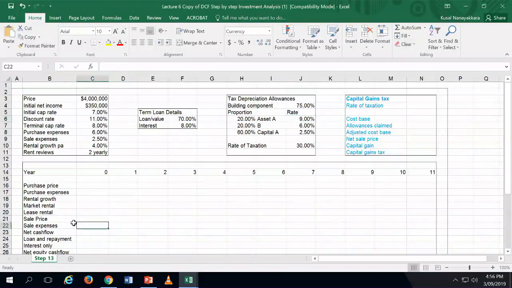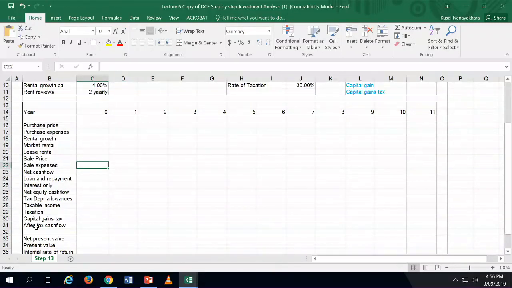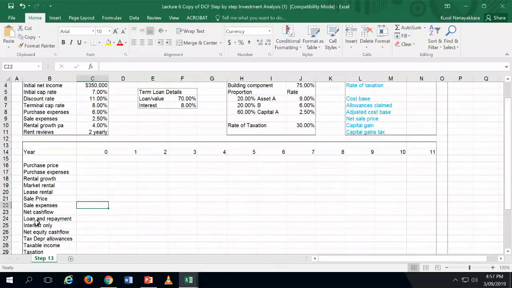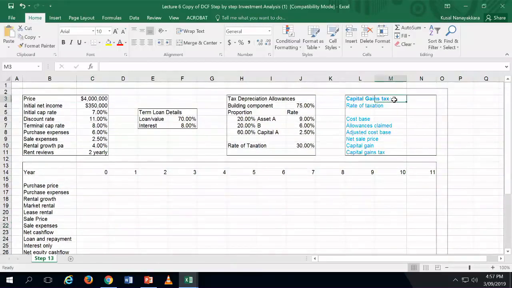I have given you the structure here. Is it prime cost or diminishing value? I'll go with prime cost, which is also straight line depreciation. Same thing, right? And then calculate the capital gain and capital gain tax, right?